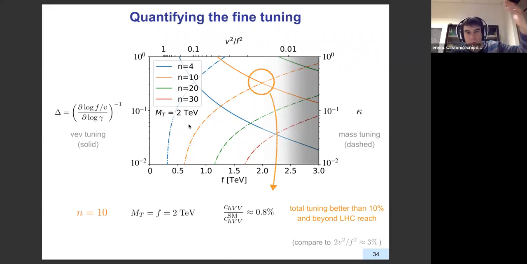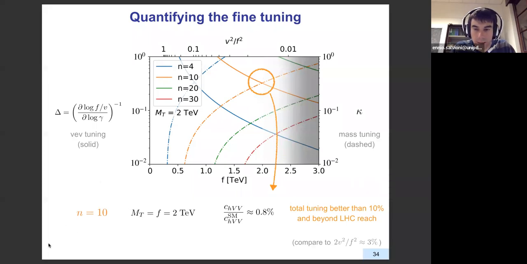So the idea is that this model won't be seen at the LHC in a certain sense. I want to see how bad the tuning needs to be for that to be true. Okay, and the bottom line is that this compromise that I was talking about, for example, is realized somewhere like here. Okay, in this case, which is f equal to 2 TeV, both tunings are at the level of 30% in this definition.